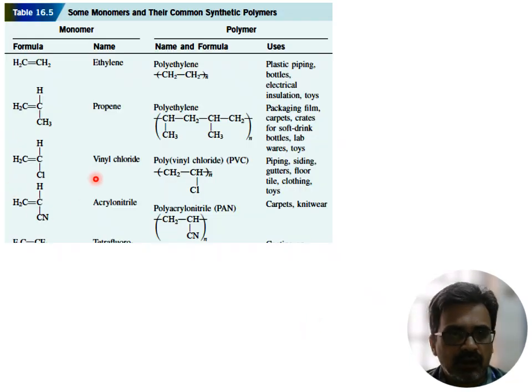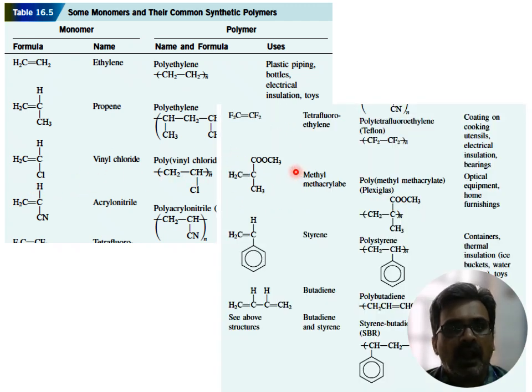So these are some of the addition-based polymers: propylene to polypropylene and its applications; vinyl chloride to polyvinyl chloride for various applications; Teflon towards utensils, cooking pans and so on; and styrene to polystyrene.